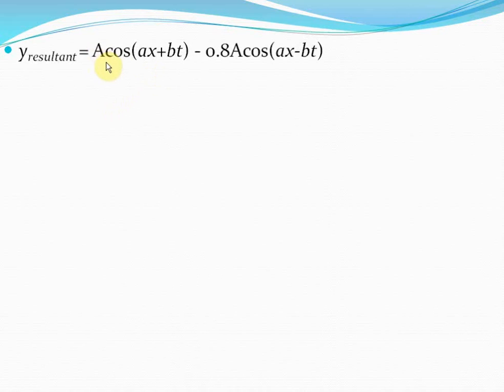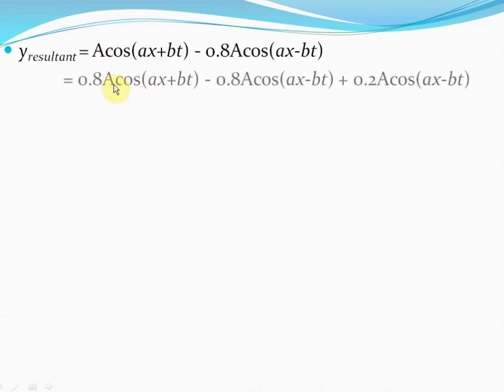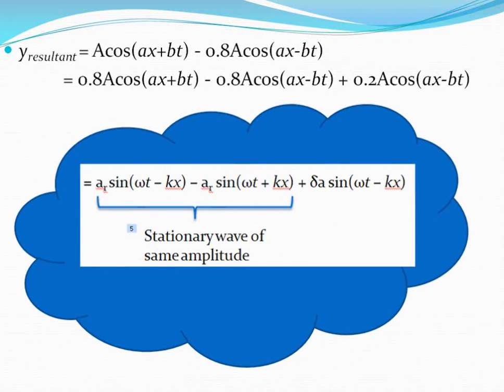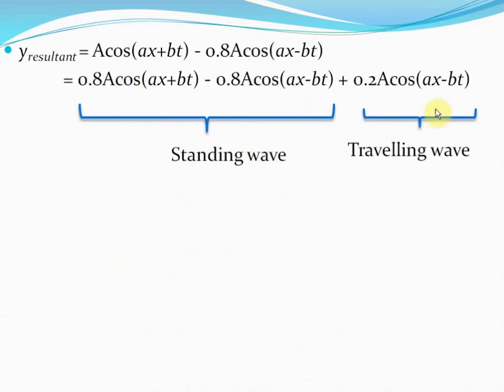We can write A cos(ax plus bt) as 0.8A cos(ax plus bt) plus 0.2A cos(ax plus bt). When we do that, we see that we get an incident wave and a reflected wave of equal amplitude, 0.8A, and this extra wave, which is a travelling wave. Doesn't it ring some bells? This is exactly the same form: the resultant wave as the sum of a stationary wave and a travelling wave, delta A sin(omega t minus kx). This is the standing wave and this is the travelling wave.